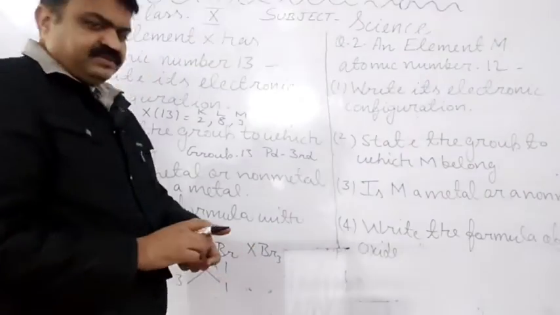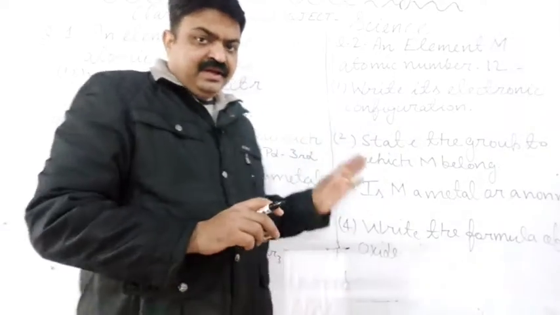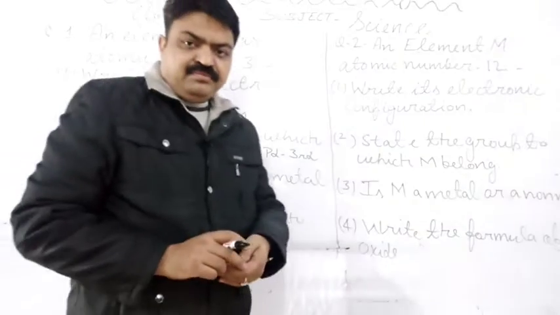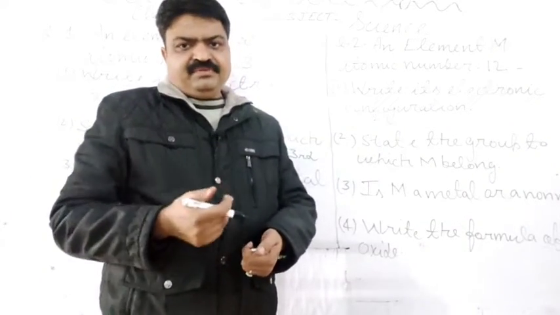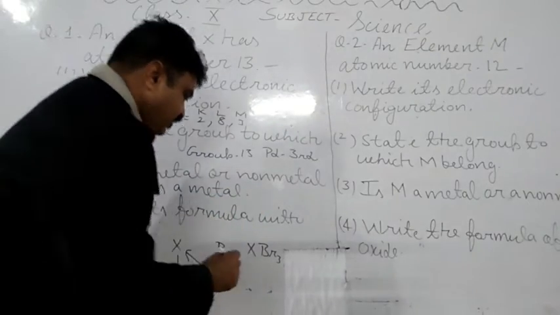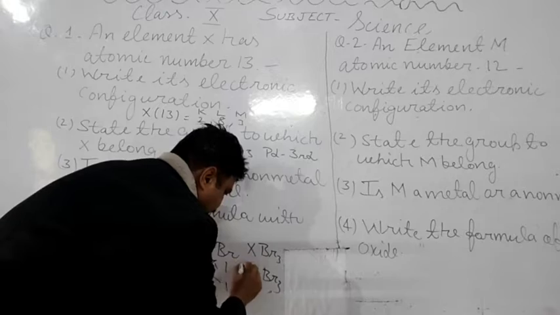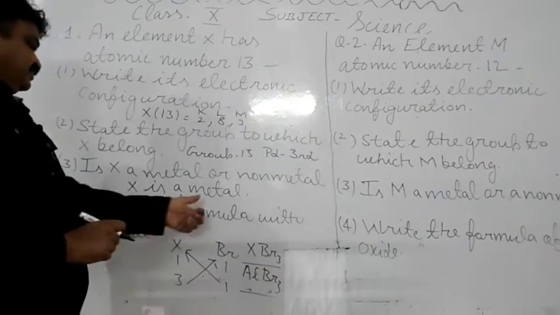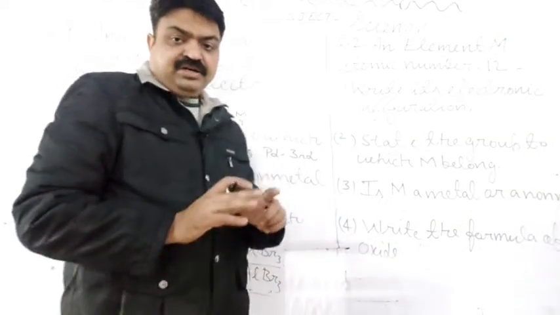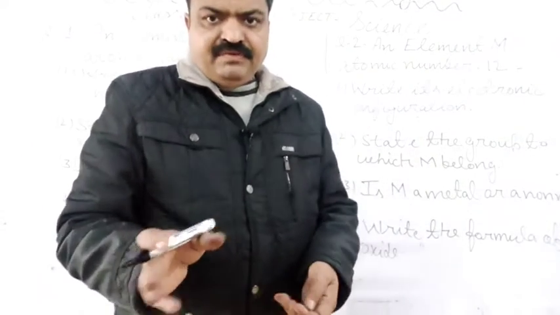Now, with the help of this, student, you can also write its actual formula. Means actually or really, this X element is aluminium, because aluminium has 13 atomic number. That's why the actual formula is AlBr3. So this is the answer of this question. Write its formula with bromide. So what is the formula according to the question? It is XBr3. What is the actual? It is AlBr3 according to the atomic number. Now we come to the next question.